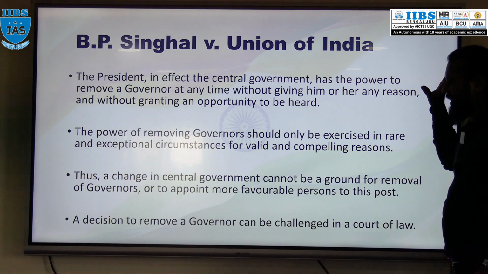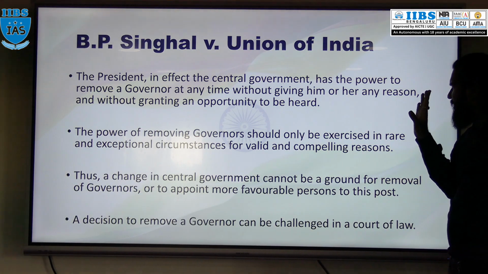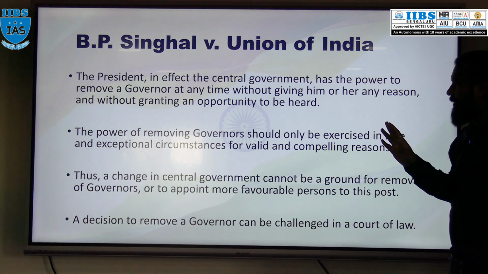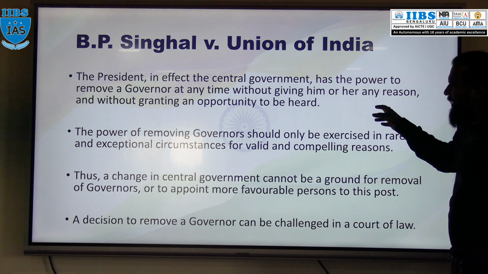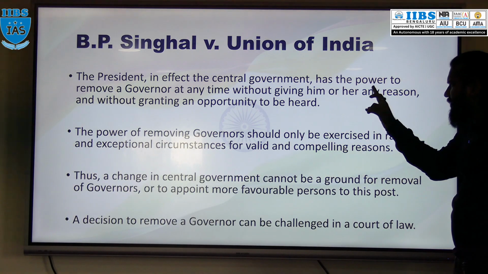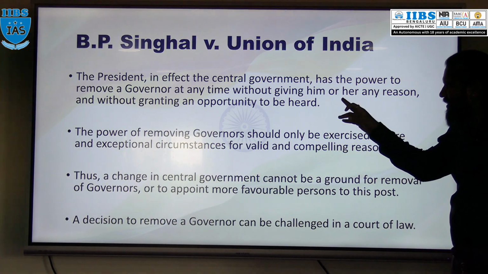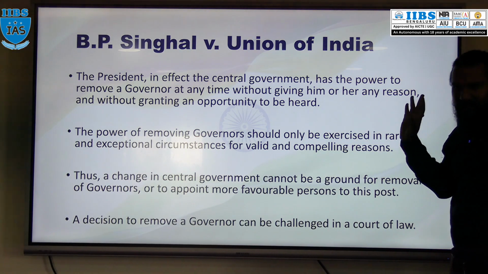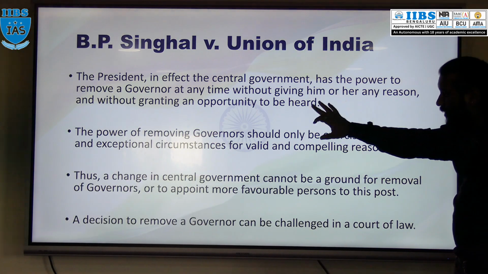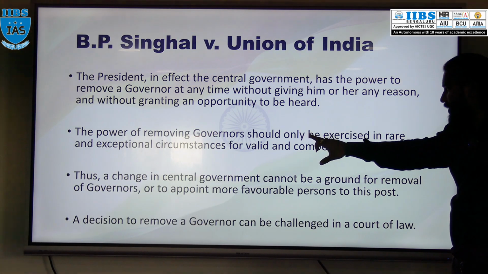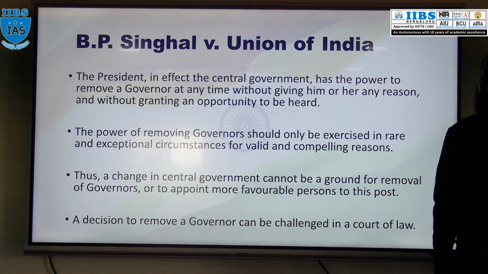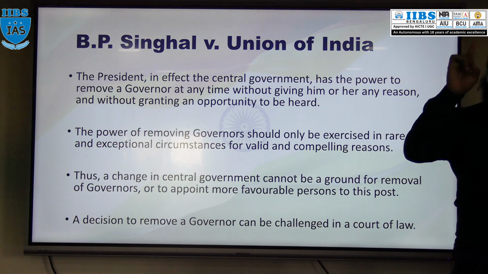So in the BP Singhal case, the Supreme Court ruled that the president has the power to remove the governor at any time without giving him or her any reason and without granting an opportunity to be heard. That is mentioned in the constitution. But in this case, the Supreme Court ruled that the power of removing governors should be exercised only in rare cases and exceptional circumstances, and the removal should be valid and logical in nature.